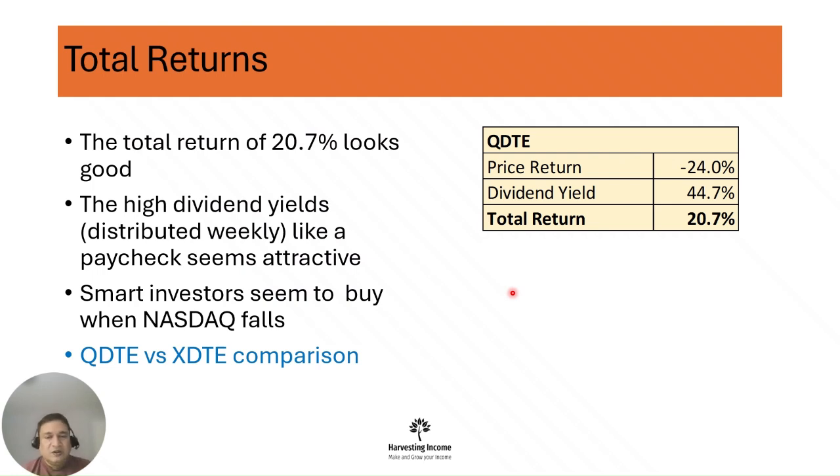Anyway, so this is the story: the fund is able to generate a 24% negative return on the price front, and they distribute 44.7% in terms of the dividends. So net net you are getting about 20.7%.